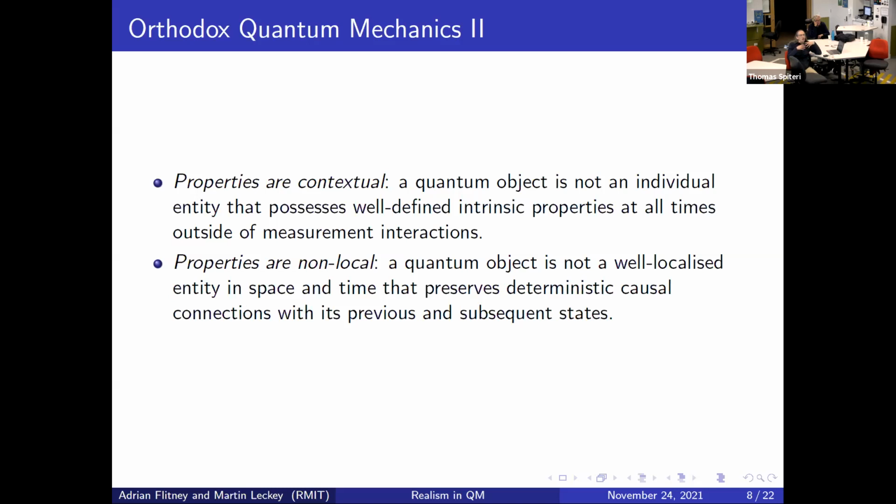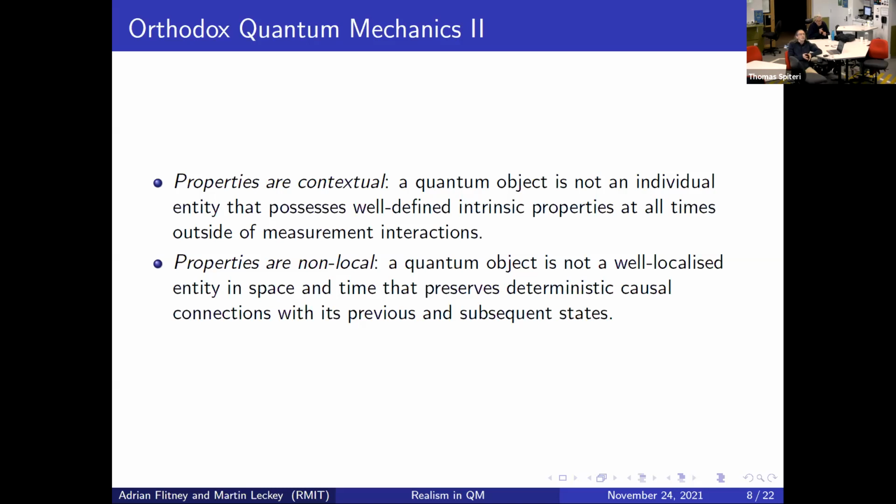So properties are contextual. This means that it depends upon how I choose to measure the spin of that electron, for example, as to what answer I'll get. So I choose a particular basis about which to measure the spin, and then I'll find spin up or spin down around that basis. I choose another basis, and I'll find a different value.